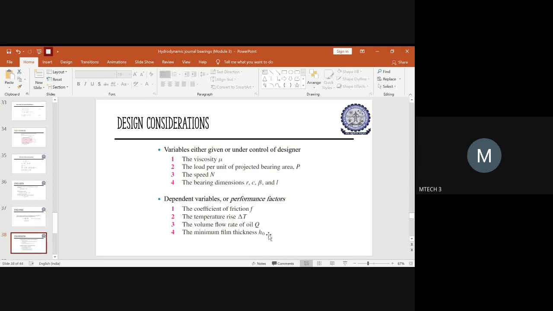In nomenclature, we had studied what we mean by H naught, R, C, beta, and L. These are all related to the nomenclature of the journal bearings. All this data has to be given to determine the performance factors. The performance factors here are nothing but the coefficient of friction, the temperature rise, the volume flow rate of oil, and the minimum film thickness, which is H naught. These are the design considerations one has to keep in mind before designing it. There are some rules and norms we have to follow for design as a thumb rule. That I will do in the next class.